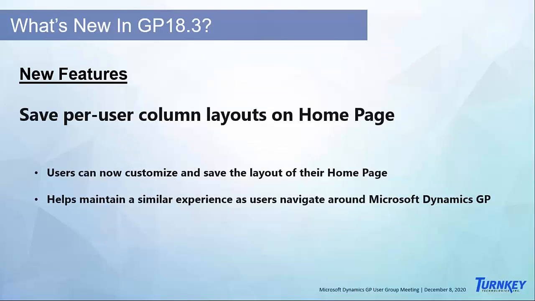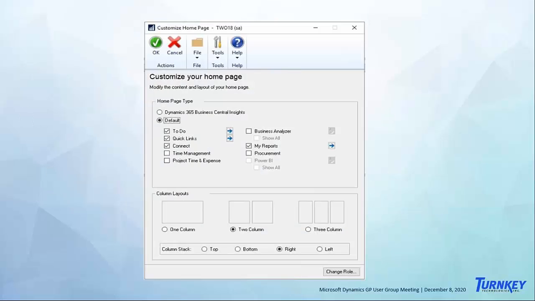Okay, so the home page has seen some updating as well. Users can now customize and save the layout of their home page, making for a more similar look throughout GP. And mainly what they're talking about is down at the bottom here. This is when you go to customize your home page, and that is a button on your home page at the top right.